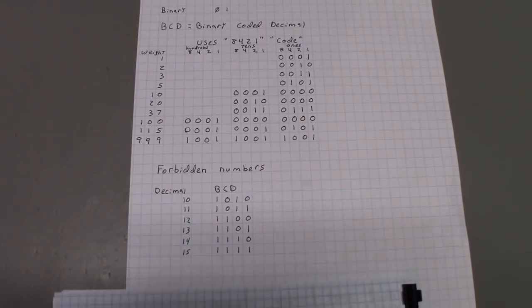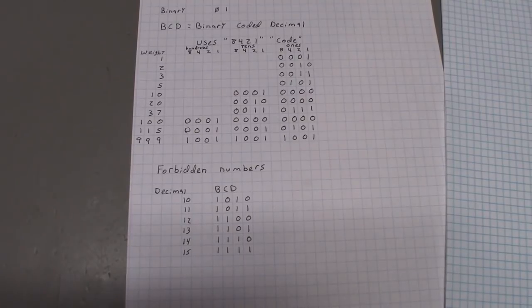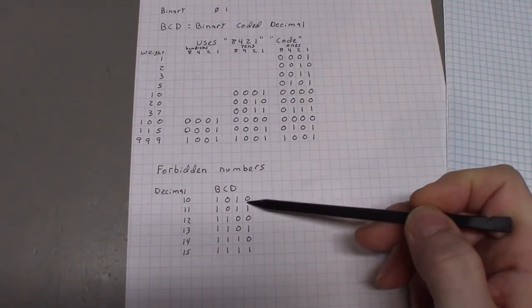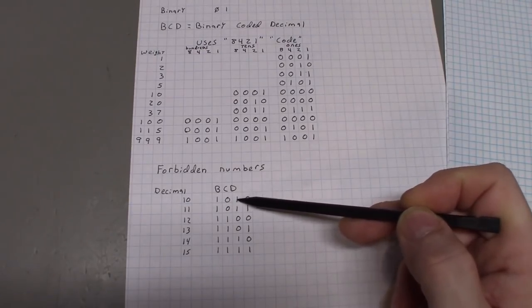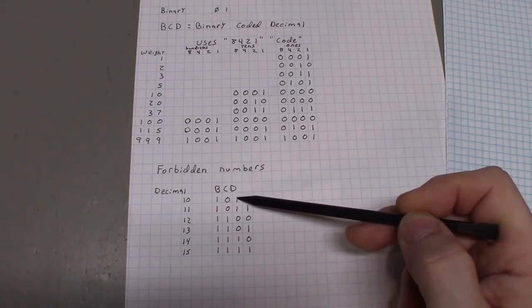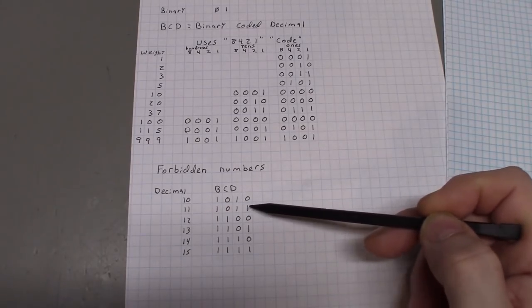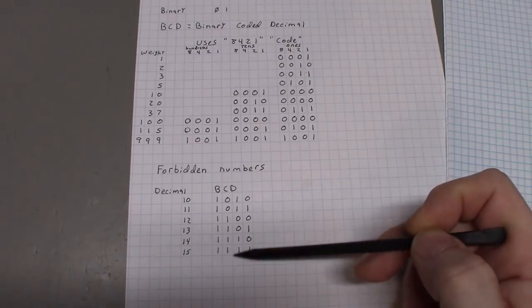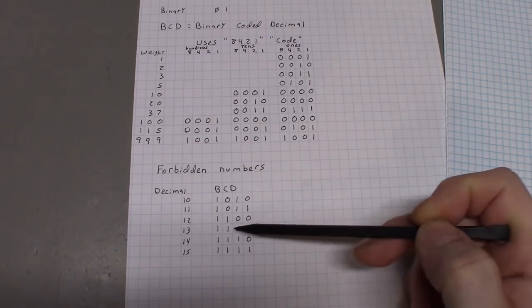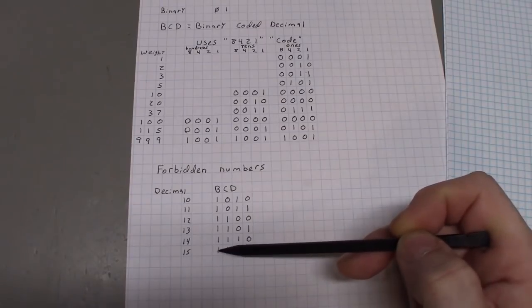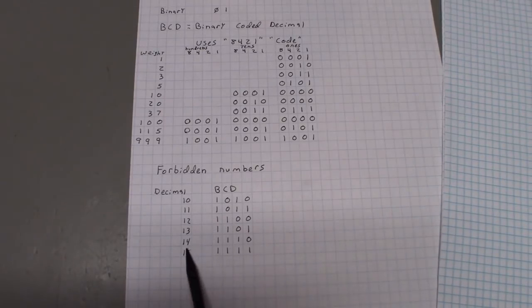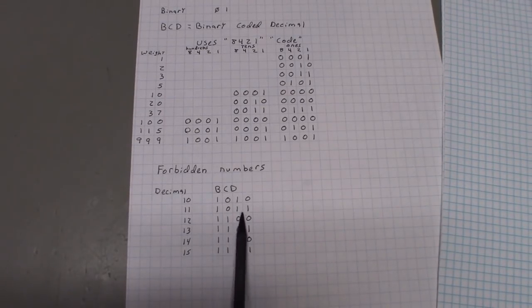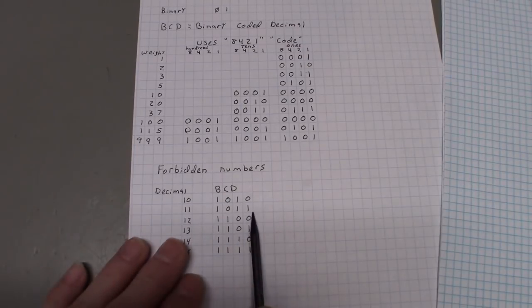So what are the forbidden numbers? It's pretty simple. It's anything above 9. So you cannot have a 10, 11, 12, 13, 14, 15, and this is what those are, of course, in BCD. So, 1, 0, 1, 0, which would be 8 plus 2, which is 10, 8 plus 2 plus 1, 11, 8 plus 4 is 12, 8 plus 4 plus 1 is 13, 8 plus 4 plus 2 is 14, and then 8 plus 4 plus 2 plus 1 is 15. But none of those are allowed because we can't have a BCD number that comes up to more than a single digit. Just something to keep in mind.